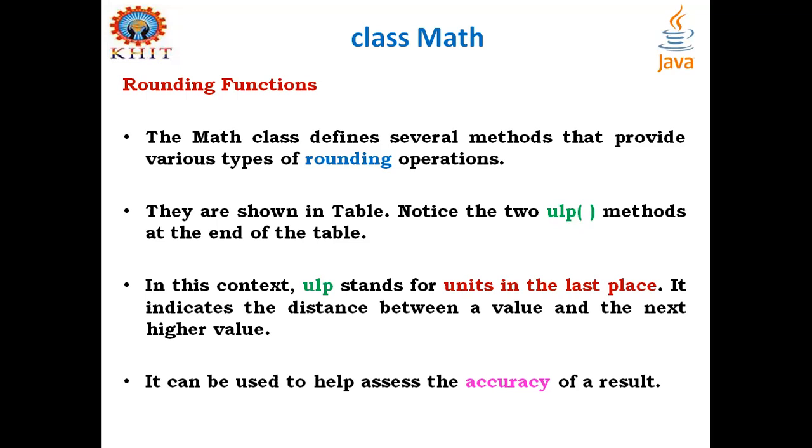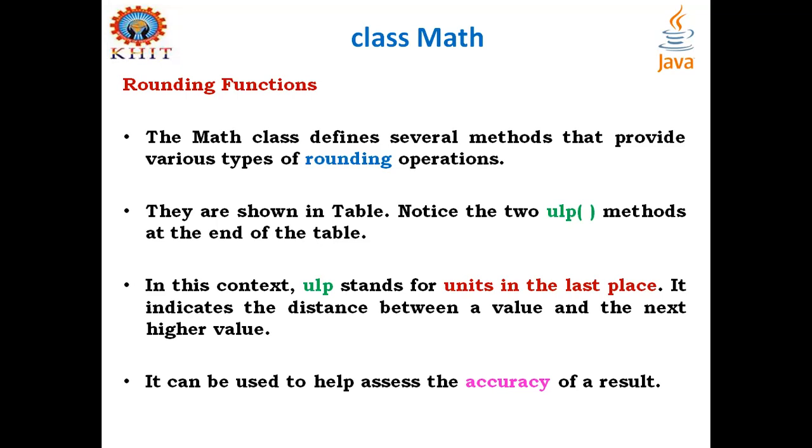When you take a number in the form of digits, there is the last digit, ones digit, tens digit, hundreds digit, like that. ulp stands for units in the last place, and based on that it indicates the distance between a value and the next higher value in the set or equivalent list of elements.